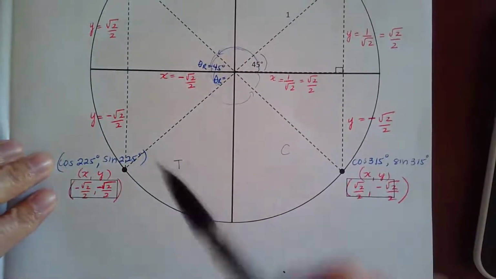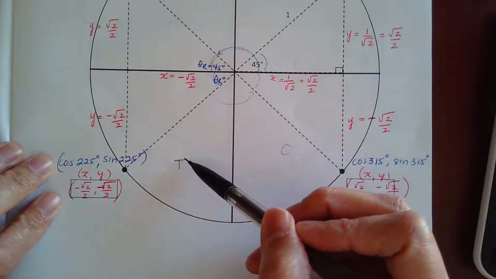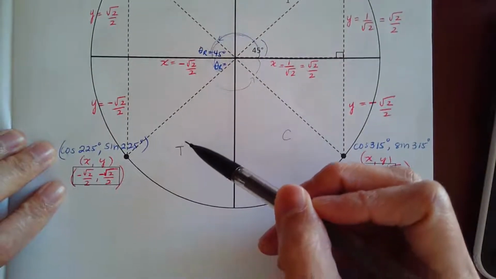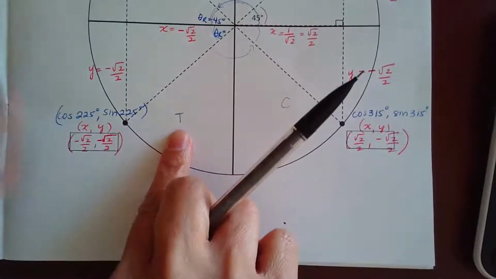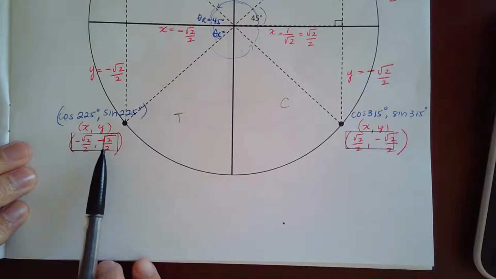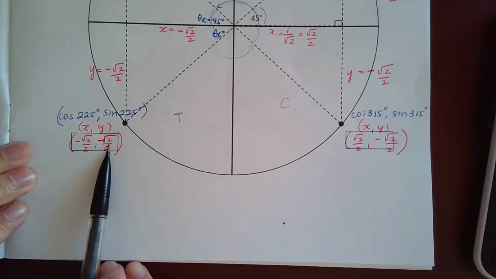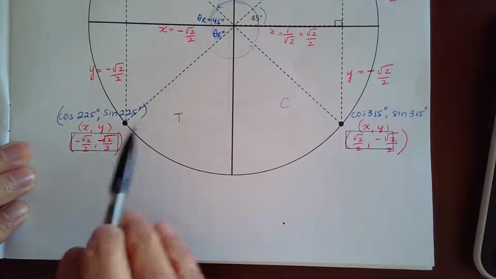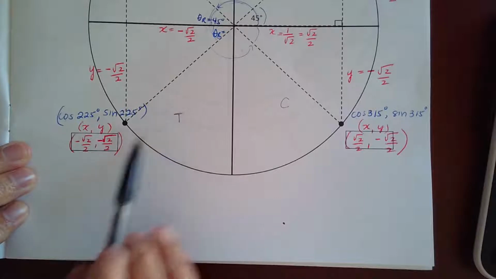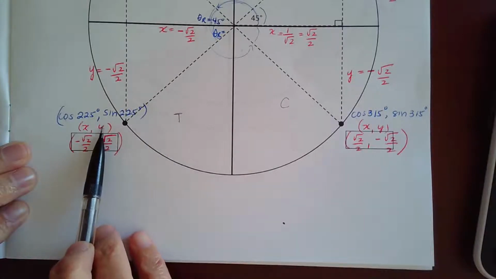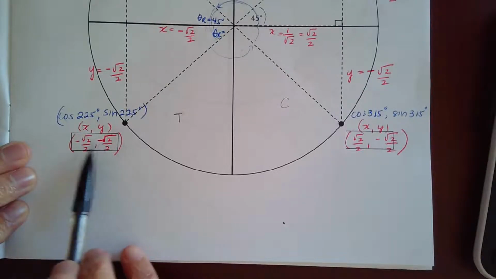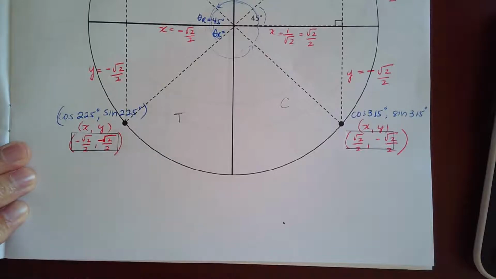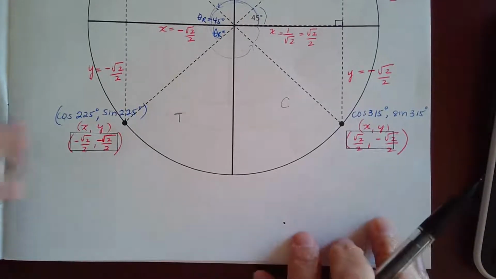In quadrant 3, only the tangent is positive. Well, why is tangent positive in here? Cos and sine are both negative in quadrant 3, but remember when we talk about tangent, tangent is y divided by x, opposite over the adjacent. If we divide these two, we're going to end up with a positive value.